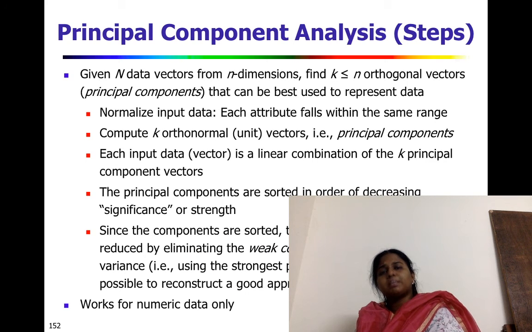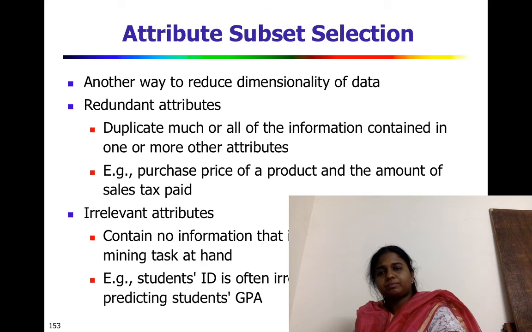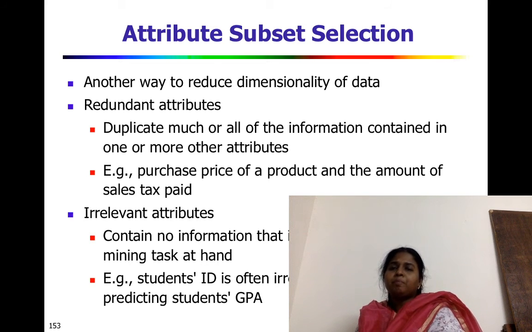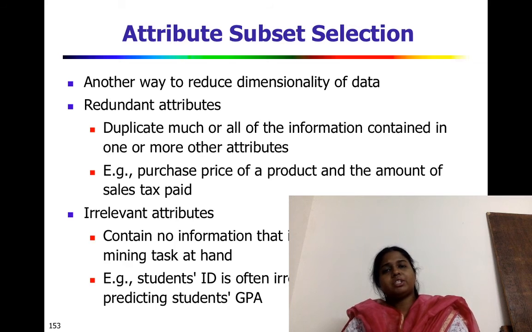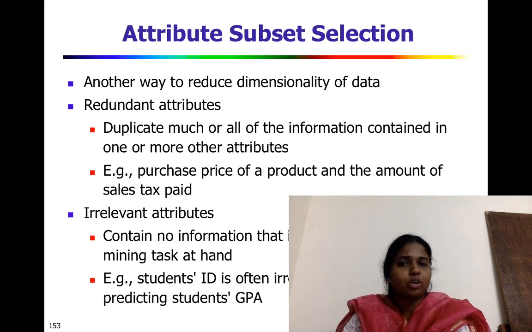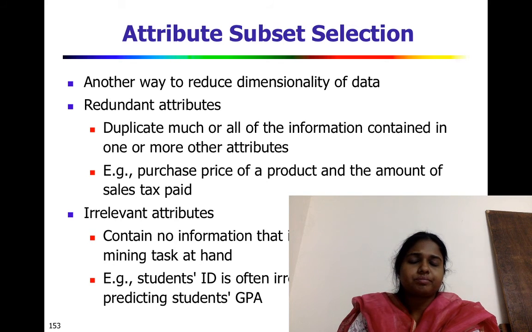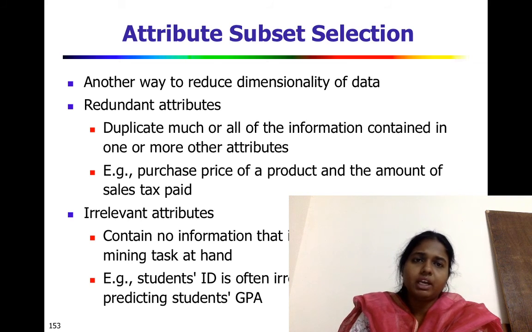This shows the steps for calculating the principal components. The next way of doing this dimensionality reduction is called attribute subset selection. It's very similar to the dimensionality reduction example where we have quoted the Aadhaar number. But this is where I can manually find out, or I can automatically find out the number of duplicates in the data.